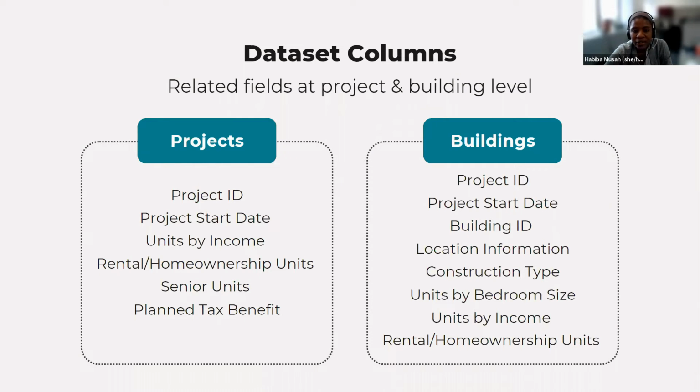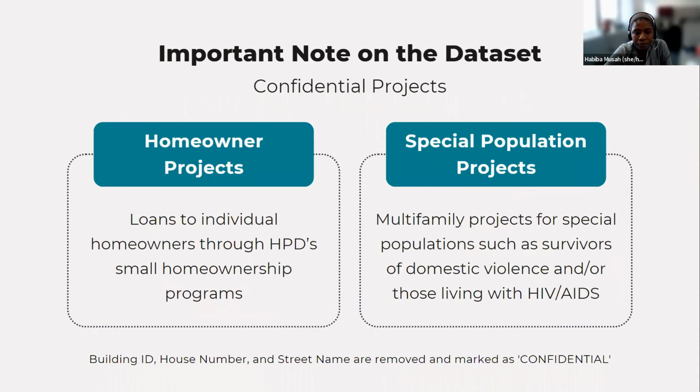In the buildings data set, you'll find some of the same fields, with the only difference being that the buildings data set gives you the information at a building level. So you'll find project ID, project start date, units by income and rental and homeownership units. But beyond those similarities, you'll also find fields unique to the buildings data set, including building ID, which is a unique identifier for each building. You'll find other location information. You'll find construction type, which tells you whether the building is a new construction or a preservation, and you'll find the number of units by income. And again, project ID is what links the 2 data sets together.